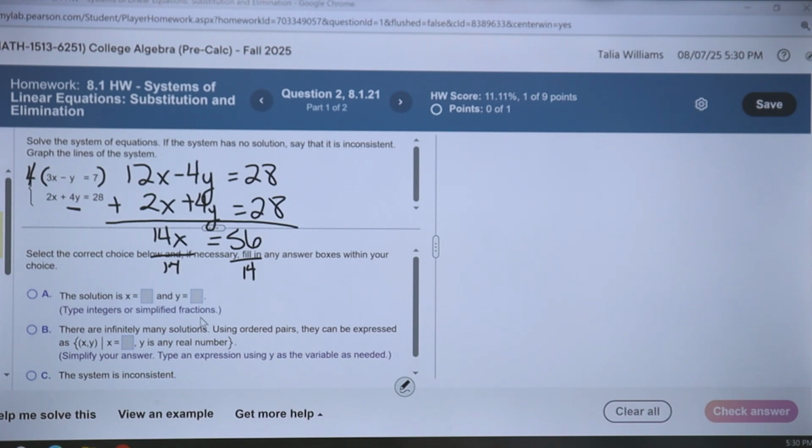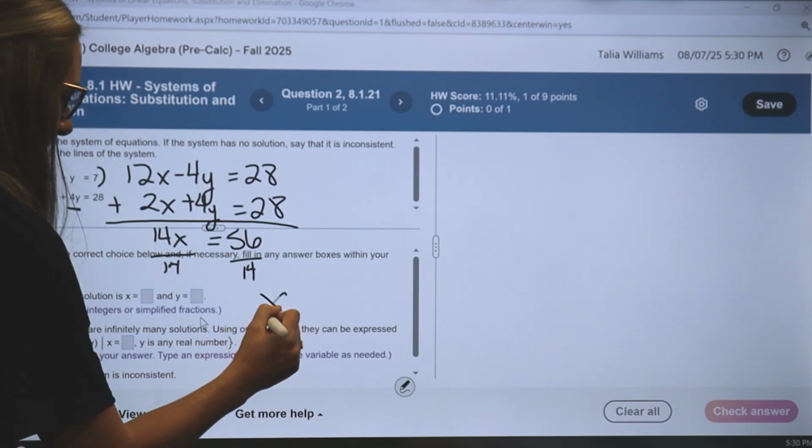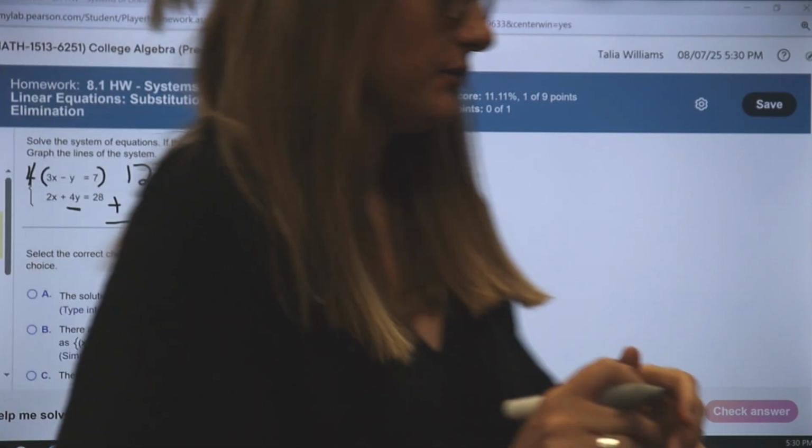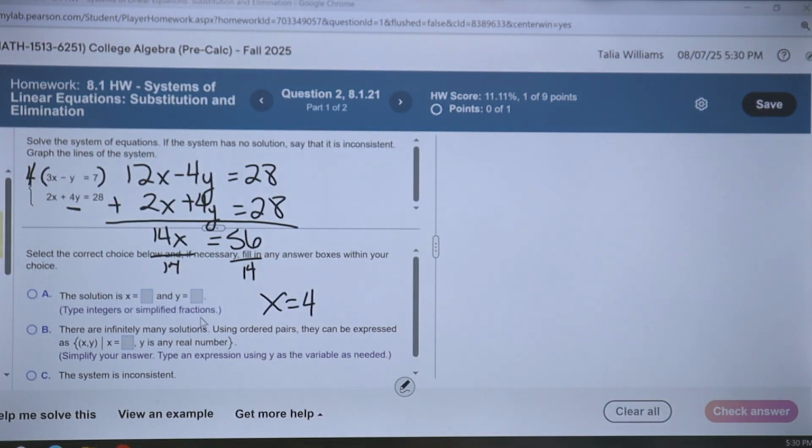14 goes into 56 4 times. I'll double check. And if that is right, then we just take our x equals 4 and plug it into either equation and solve for y.